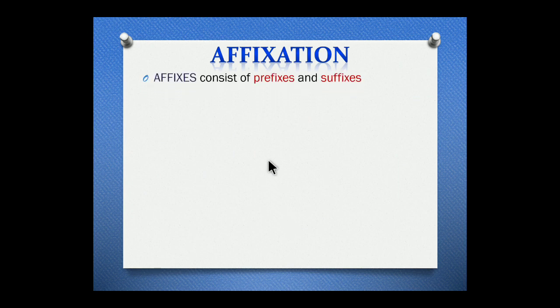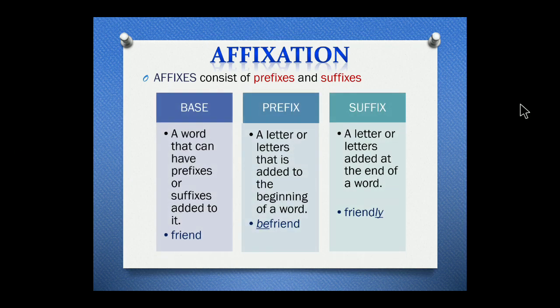Let's move on with the first process of word formation, that is affixation. So what is affixation, students? Affixes consist of prefixes and suffixes. So affixes are divided into prefixes and suffixes. Let's understand what is a prefix and what is a suffix. Now base word is clear, students, to you all.